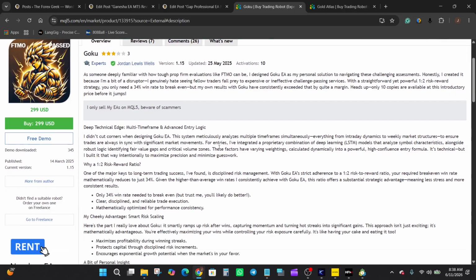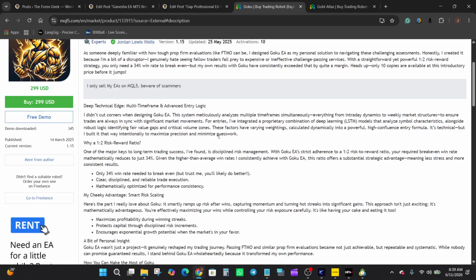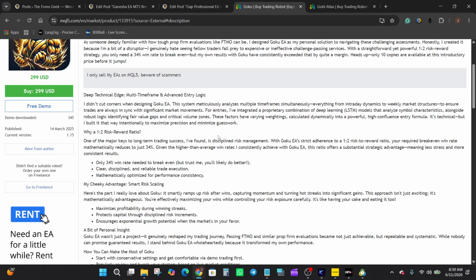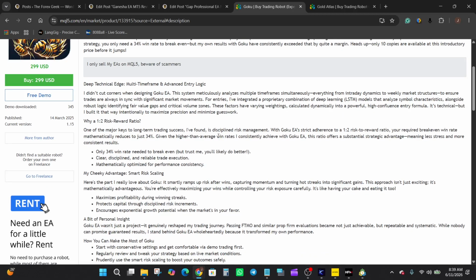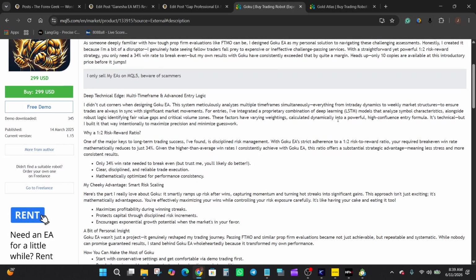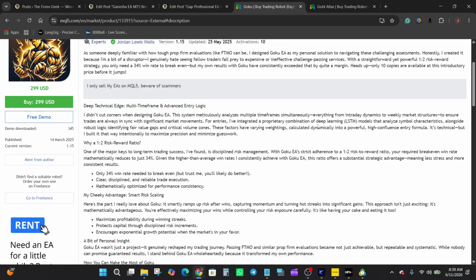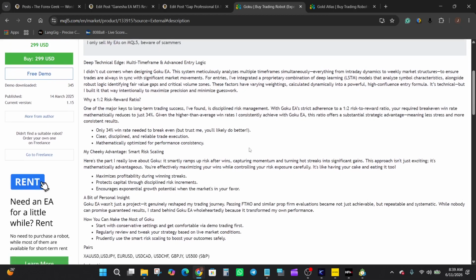Moving into the feature description, the EA is built around multi-time frame analysis, so it is looking at different market structures at the same time, from intraday movement all the way up to higher time frame trends, trying to align entries with broader market direction. It also mentions a combination of advanced entry logic using things like fair value gaps and volume zones, alongside a machine learning component based on LSTM models. We can see here, "I've integrated a proprietary combination of deep learning, the LSTM models, that analyze symbol characteristics alongside robust logic identifying fair value gaps and critical volume zones." So the idea is that multiple signals are weighted together to form a higher confluence entry decision rather than relying on a single indicator.